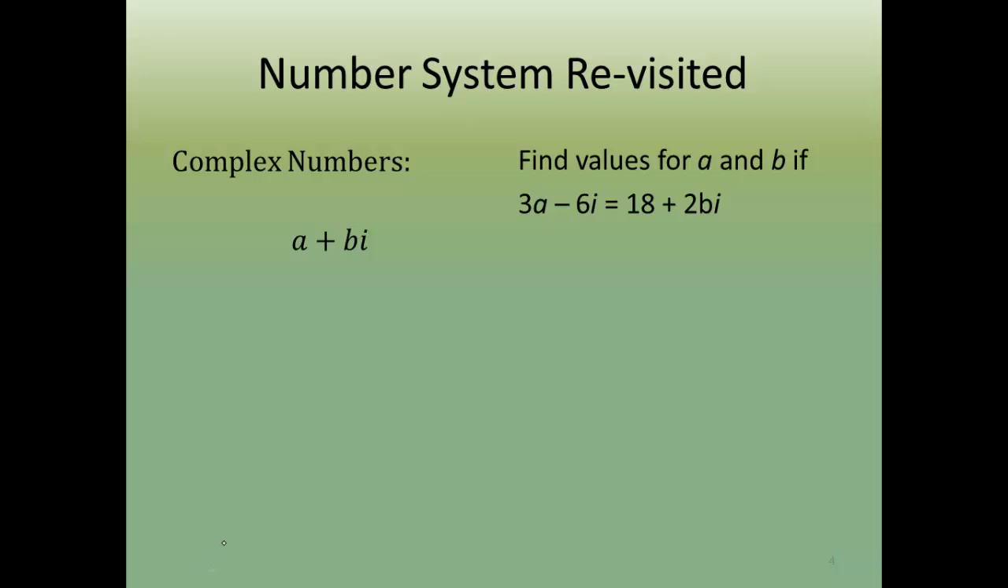Now these complex numbers, we can do a lot of things with them. One is to set them equal to one another. And in a case like this, finding values for a and b, if these two sides are equal, boils down to taking the real part equal to the real part.